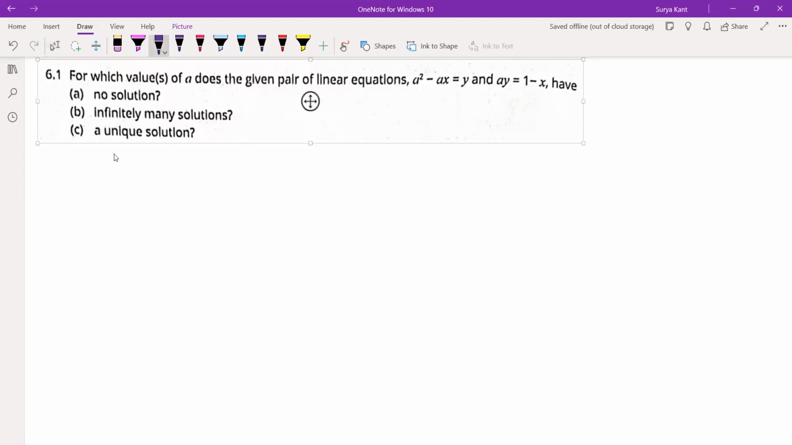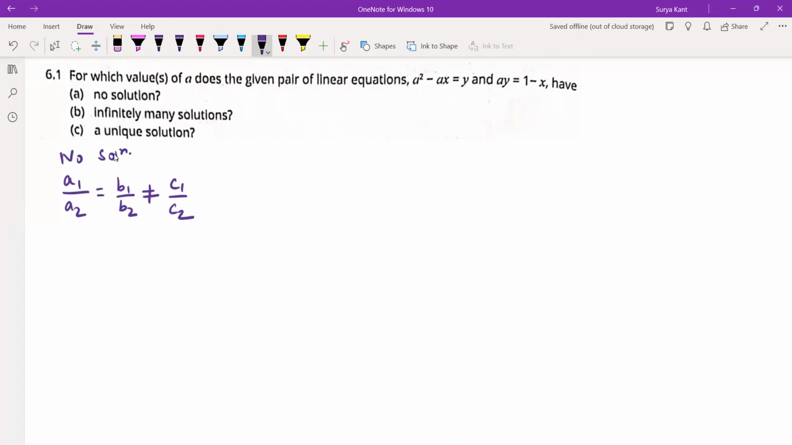For no solution, a1 by a2 is equal to b1 by b2 and not equal to c1 by c2. So first try to make it in the proper way. First write ax plus y is equal to a square. Second, we can write x plus ay is equal to 1. So now we just put the values. Here is a, here is 1, here is the constant; here is 1, here is a.